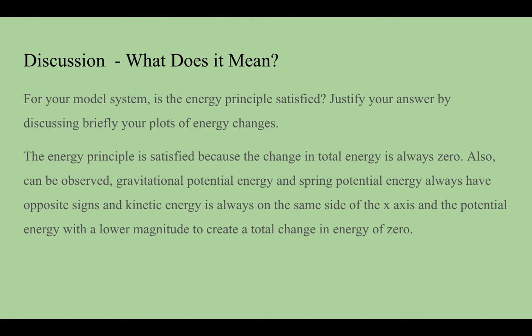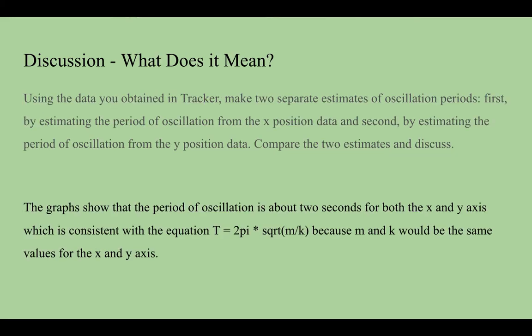Also, as can be observed, gravitational potential energy and spring potential energy always have opposite signs, and kinetic energy is always on the same side of the x-axis as the potential energy with a lower magnitude to create a total change in energy of 0. And then to check the periods of both the oscillations, for both graphs, the period of oscillation is about 2 seconds for the x and y axis, which is consistent with the equation, which is period is 2 pi times the square root of m over k, because m, which is the mass, and k, which is the spring constant, would be the same values for the x and y axis.